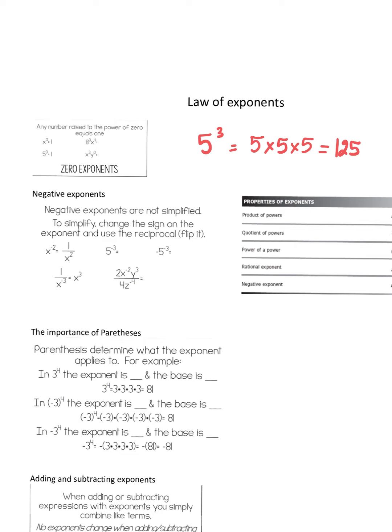I just want you to understand that 5 raised to the power of 3 is not 5 times 3, okay, which is the common mistake. We multiply the base by itself the number of times it is raised to, okay?